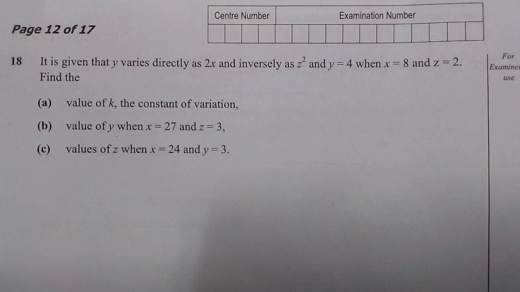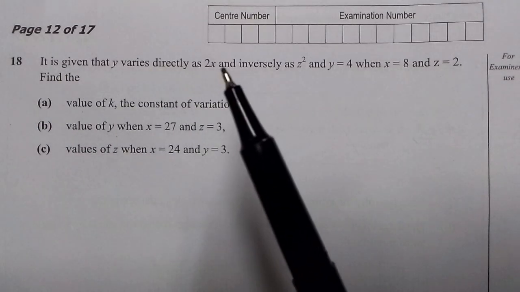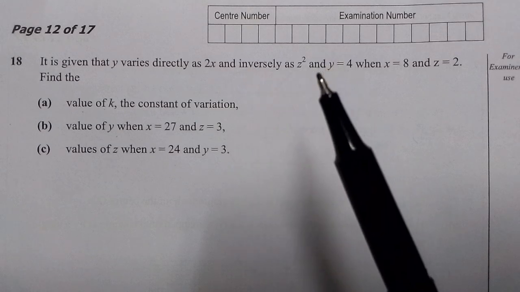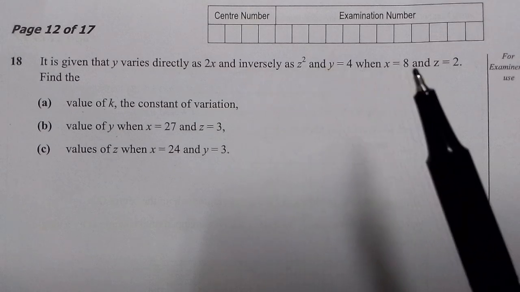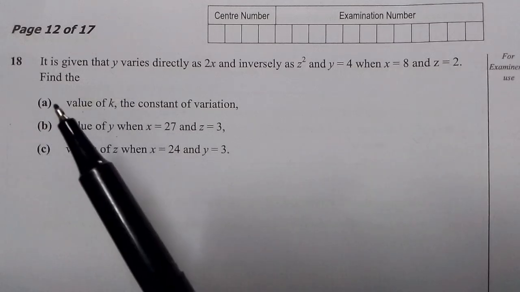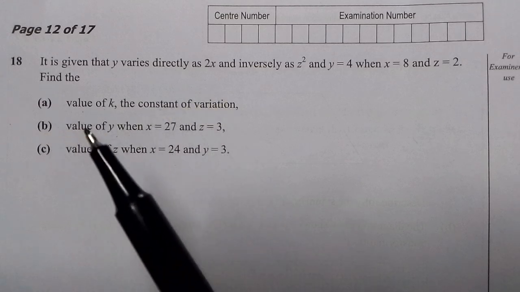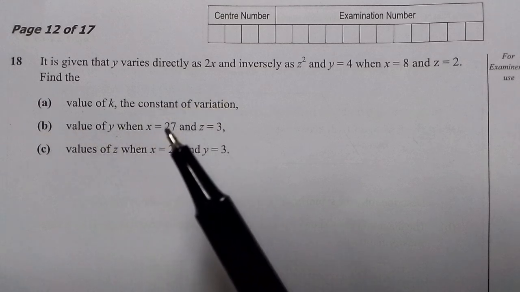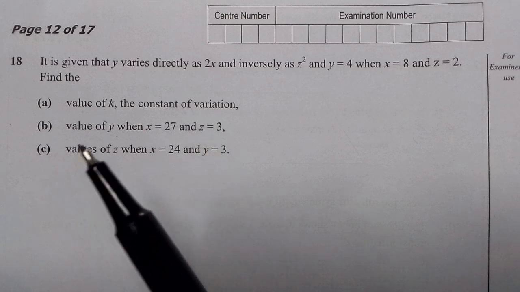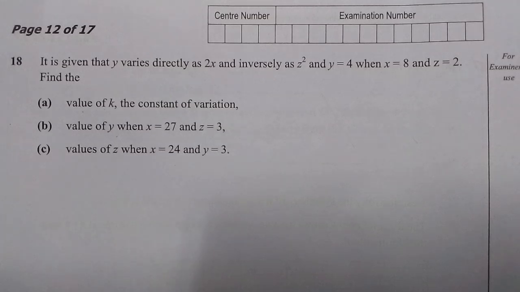In this video, I'm going to work out question 18, which is a question on variation, and it reads: it is given that y varies directly as 2x and inversely as z square, and y equals 4 when x equals 8 and z equals 2. Find part A, the value of k, the constant of variation. Part B, the value of y when x equals 27 and z equals 3. Then C, the values of z when x equals 24 and y equals 3.